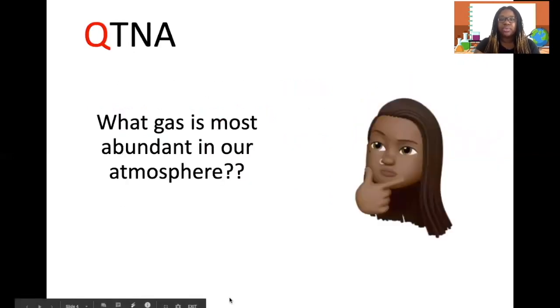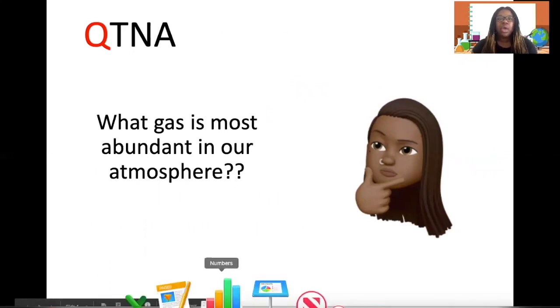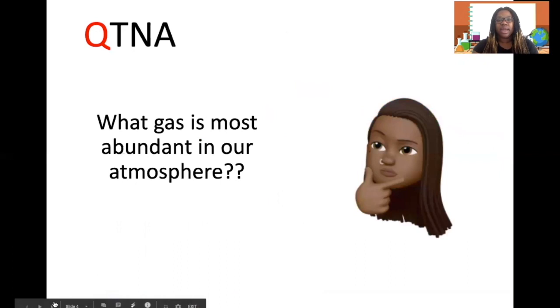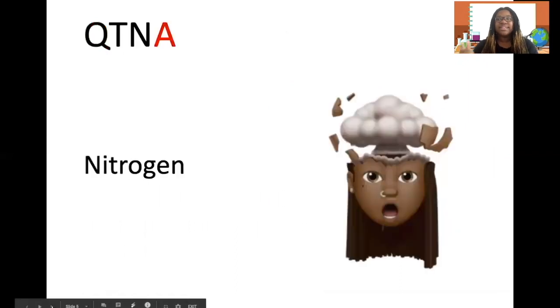All right, so question that needs answers. What gas is most abundant in our atmosphere? Definitely nitrogen. So when we're looking at that pie chart, remember, over 70% of the air in our atmosphere is nitrogen.